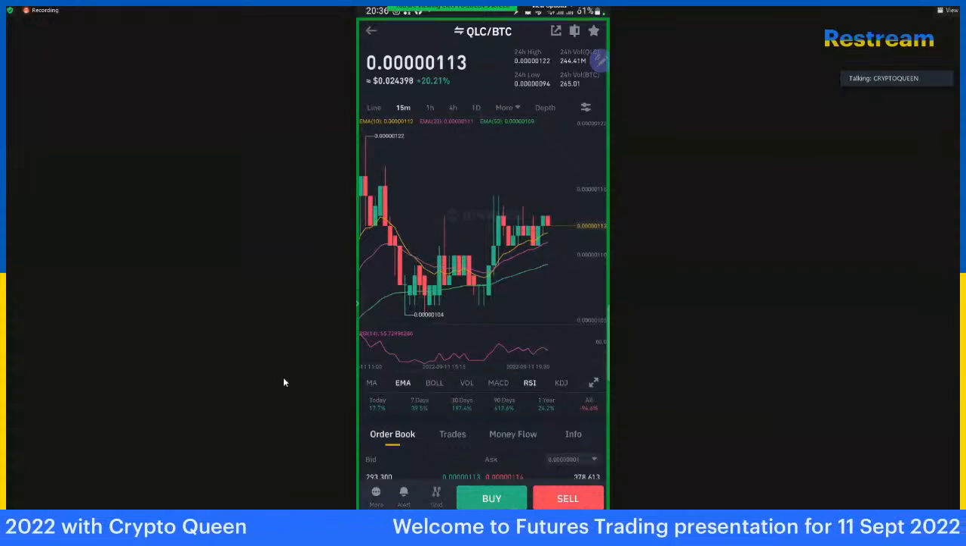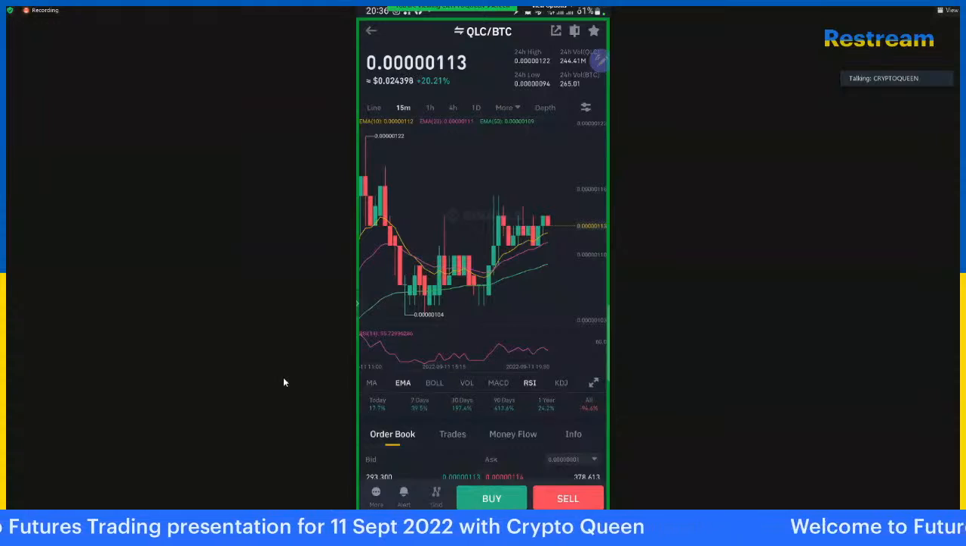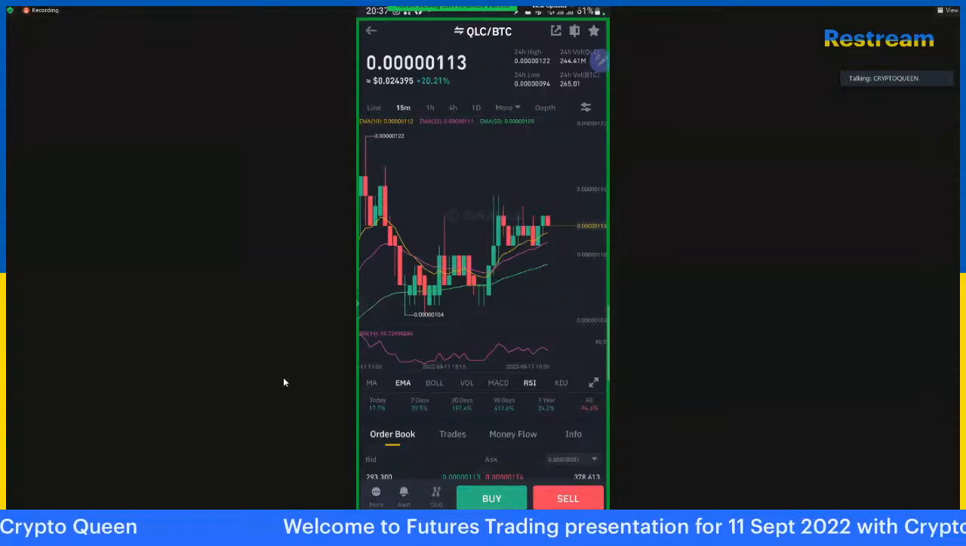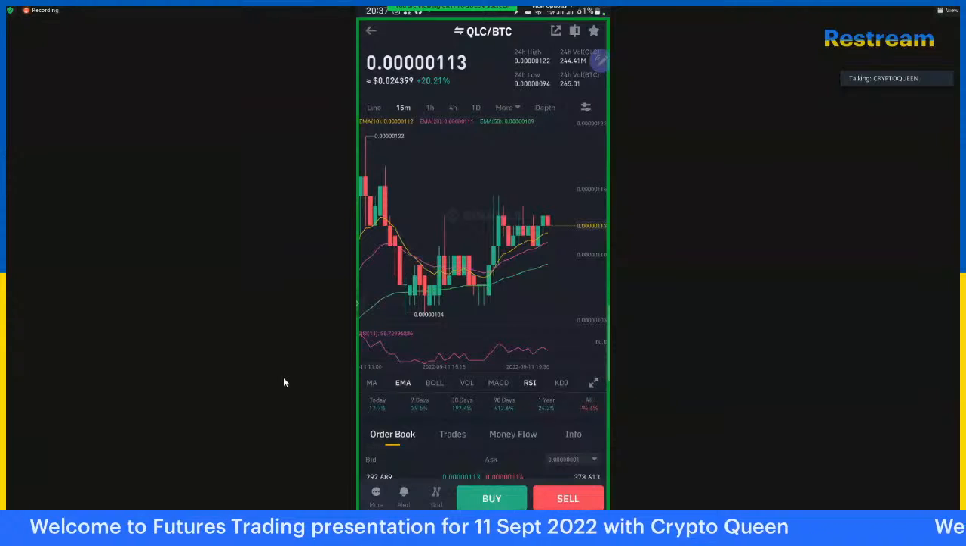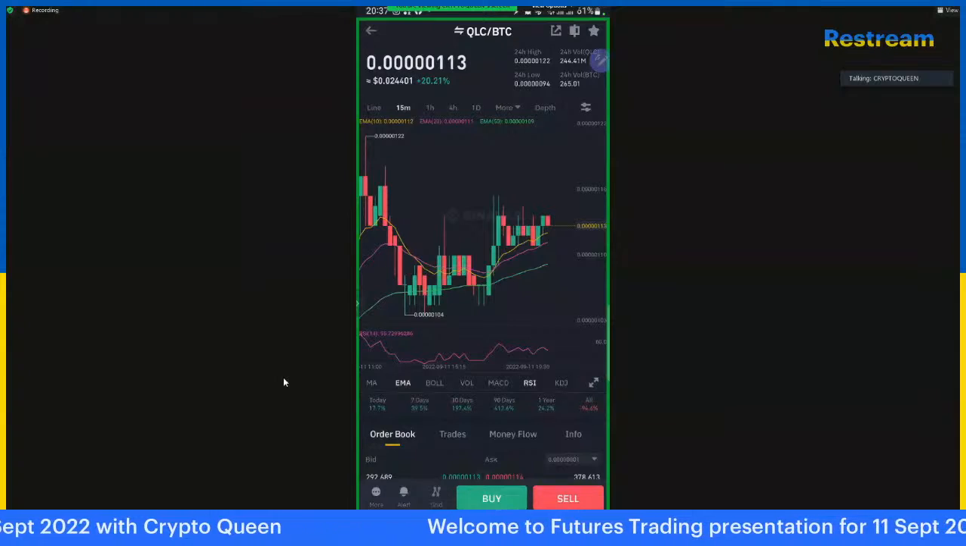The next thing I'm going to start looking at is candle closure. It is important that when you want to enter a market, you don't enter at a particular time where a candle is in the middle. What do I mean by that?